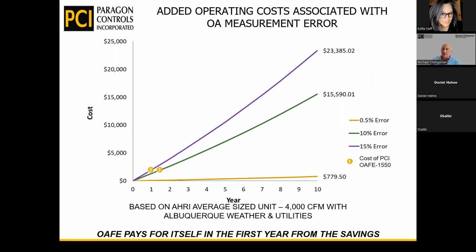because that's what AHRI says is the average size. If you're off by 10% in 10 years, 4,000 CFM is about a 5-ton unit, roughly. You can buy another unit for the amount of money that you've wasted on utilities because you've assumed that whatever you measure for the outside air is pretty much okay. So the systems basically pay for themselves within the first year if you get something that's accurate.